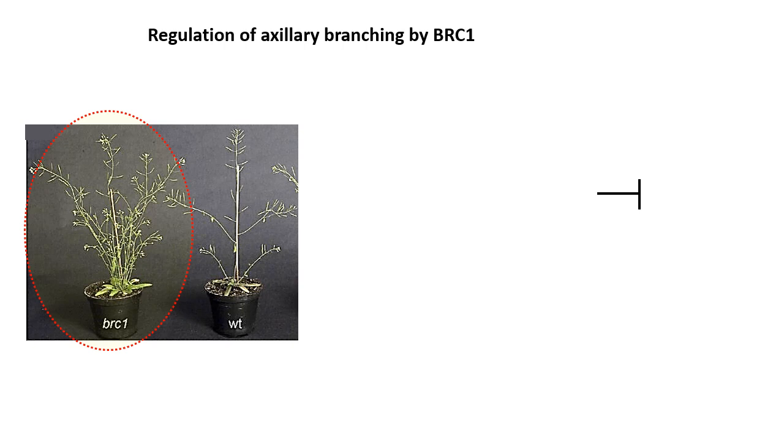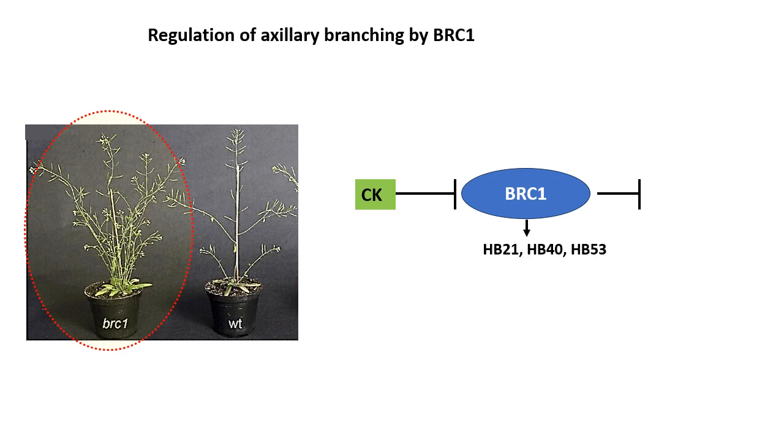BRC1 mutants, highlighted here with the dotted circle, show extensive branching, indicating that BRC1 negatively regulates branching. So when the BRC1 gene is present, branching is inhibited, whereas the mutant of BRC1, highlighted here in the figure, shows a massive branching pattern. Cytokinin is a negative regulator of BRC1. As we can see here, cytokinin can inhibit BRC1 and hence cytokinin application promotes shoot branching, which is commonly observed.